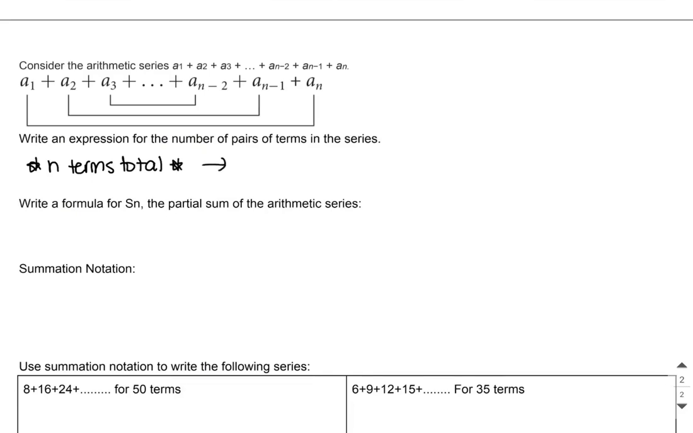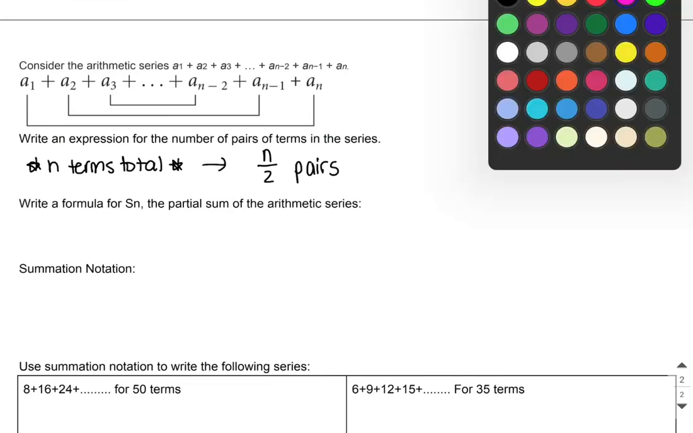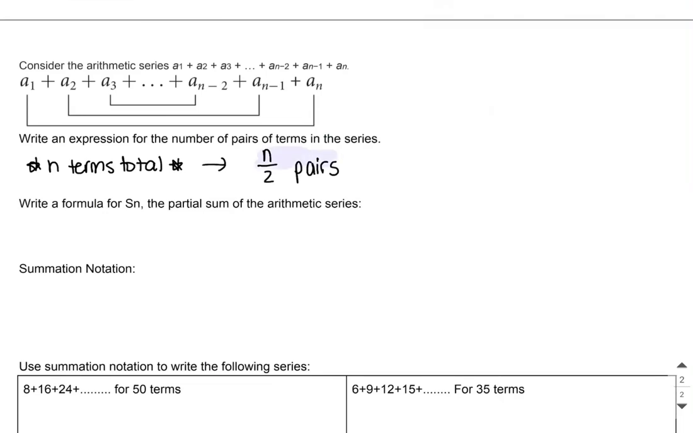Which means that to find the number of pairs that I have, I'm going to divide that number by 2. I'm going to pair everything up by dividing by 2. So I have n over 2 pairs. That's how many pairs I have, as a general statement. If I'm going from a sub 1 to a sub n.